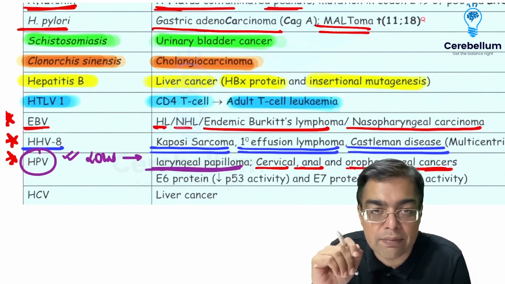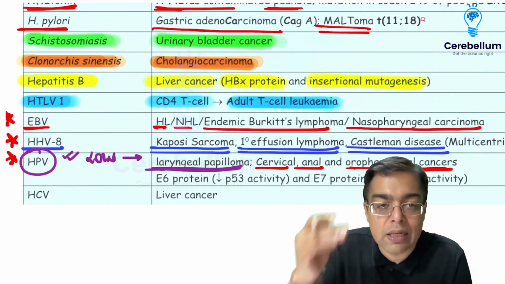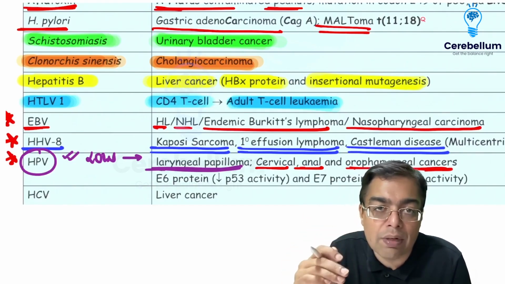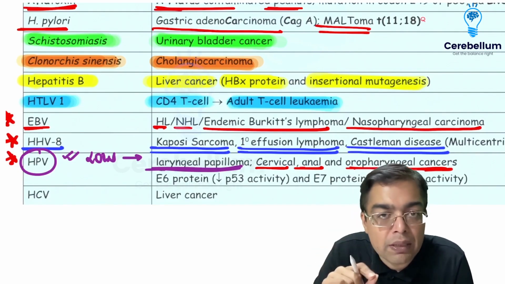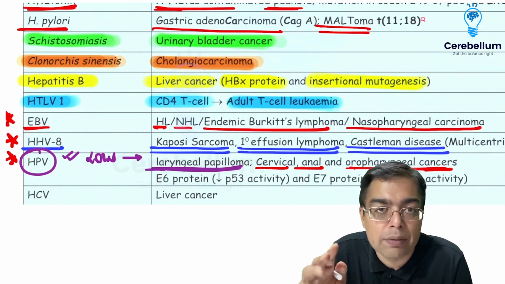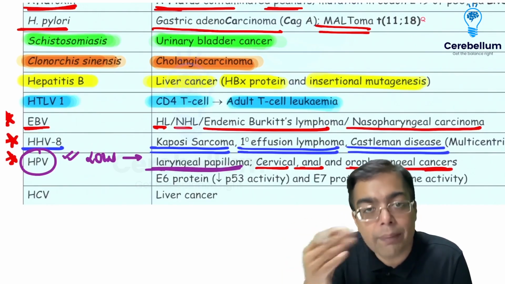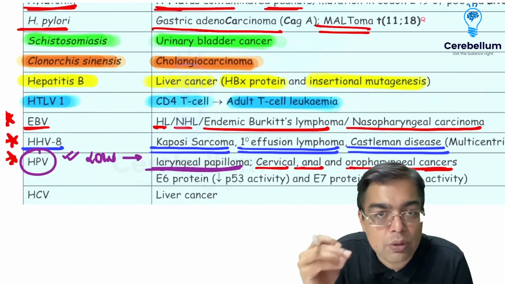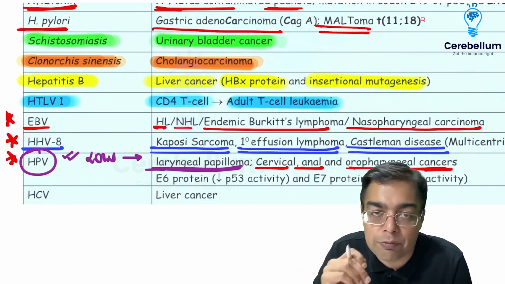Remember E6 and E7. The E6 protein causes underactivity of P53. The E7 protein causes underactivity of RB. P53, RB, both are examples of the controllers. They are examples of tumor suppressors. So if you inhibit them, that means you are putting a failure of the brake mechanism. So that's why there is going to be a high risk of development of cancer.